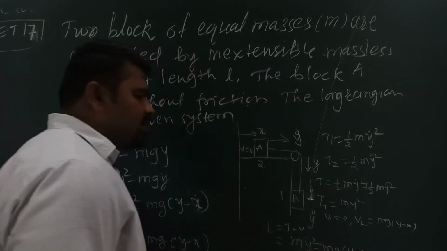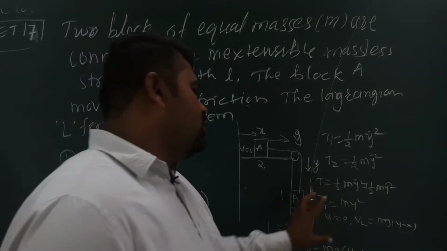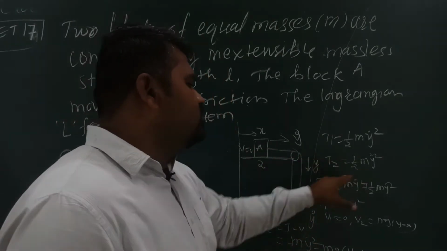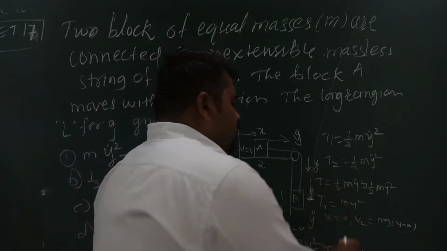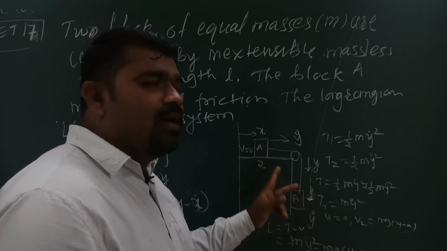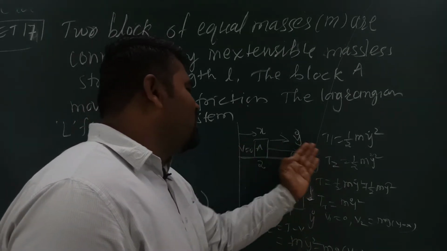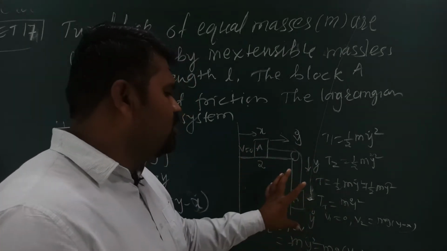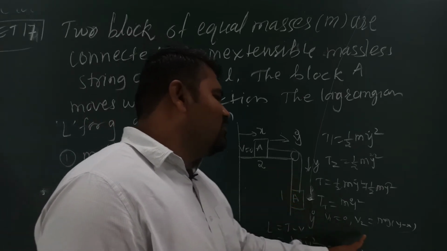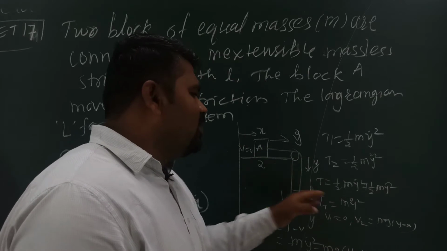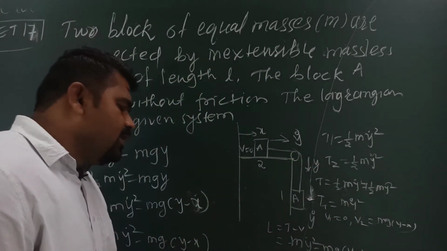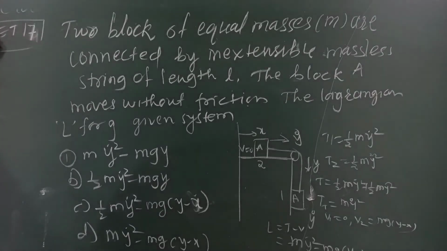Got it? What is the kinetic energy of this particle? 1 by 2 m y dot square. What is the kinetic energy of this particle? 1 by 2 m y dot square. Adding these, we simply get m y dot square. This is the total kinetic energy of these two masses. Next, potential energy. This height difference is 0, so potential energy is 0. Whatever potential energy survives in the question is because of the second particle. This is V2: total length minus x displacement, x plus below the height. And this will become the Lagrangian for this case.